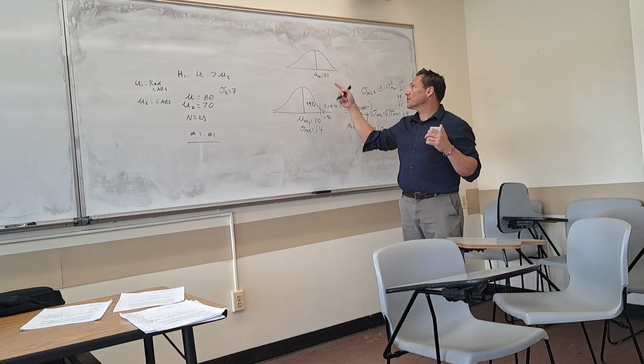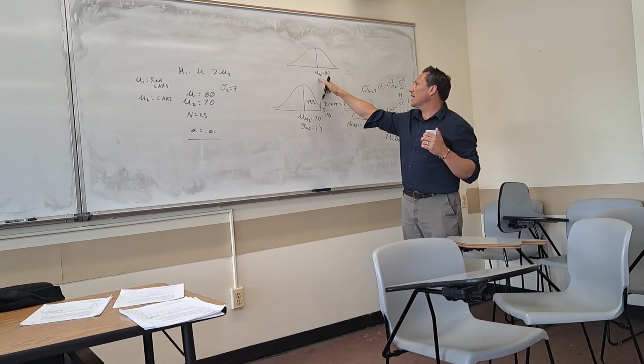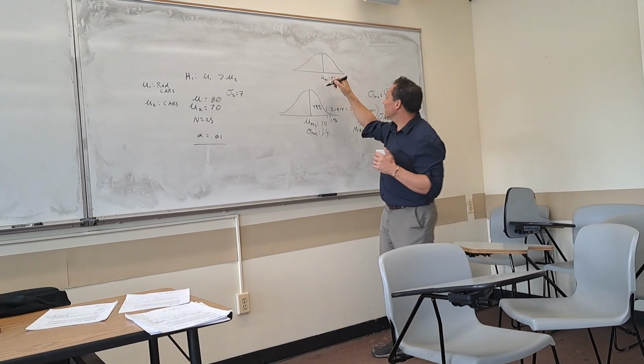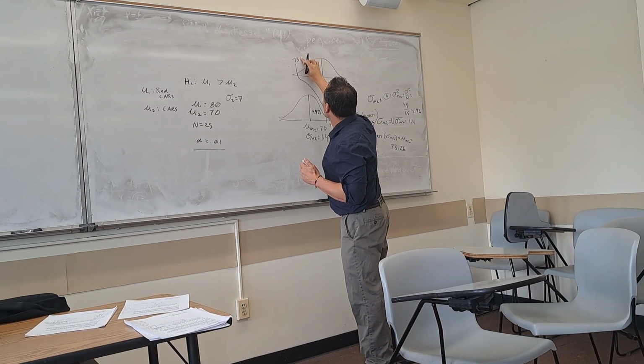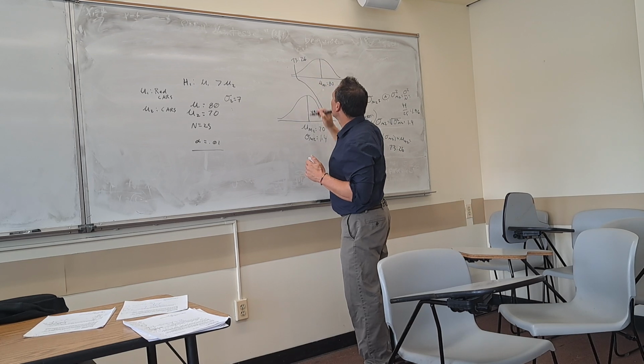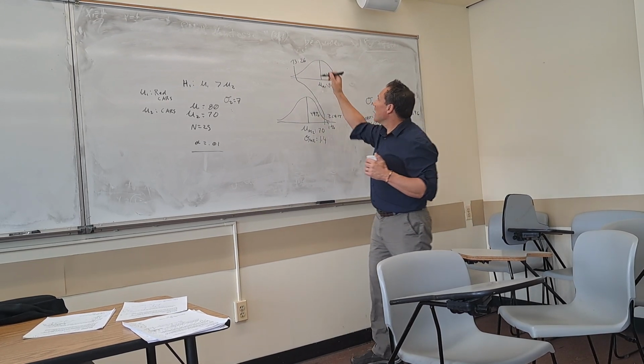Take a look at that upper distribution. If this is 80, where's 73.26? Way over here. So that becomes M upper.